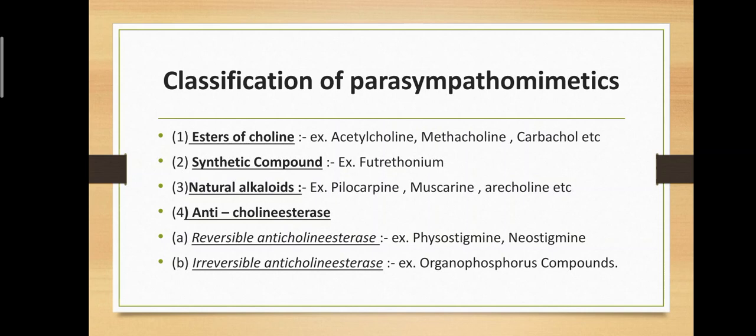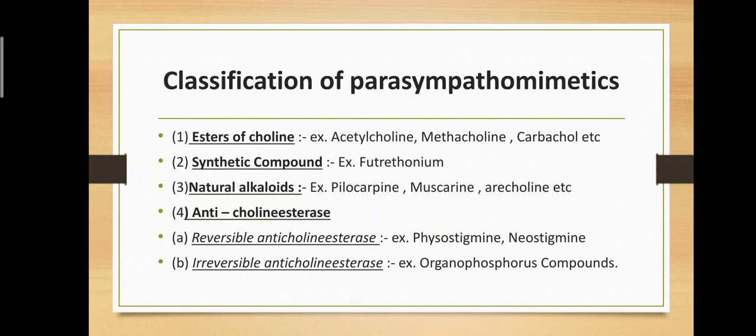Parasympathomimetics are mainly divided into four main types: esters of choline, synthetic compounds, natural alkaloids, and anticholinesterases. Examples of esters of choline: acetylcholine, methacholine, and carbachol. In synthetic compounds, example: bethanechol. In natural alkaloids, examples: pilocarpine, muscarine, arecoline, etc.